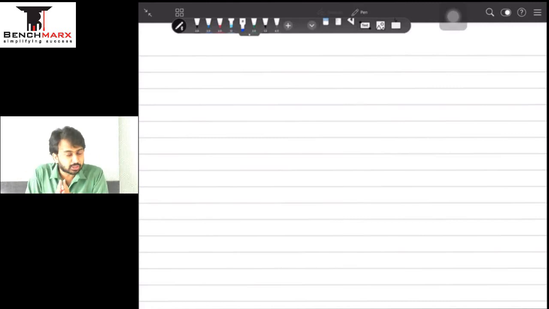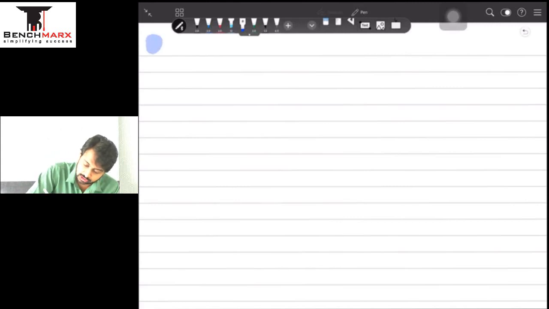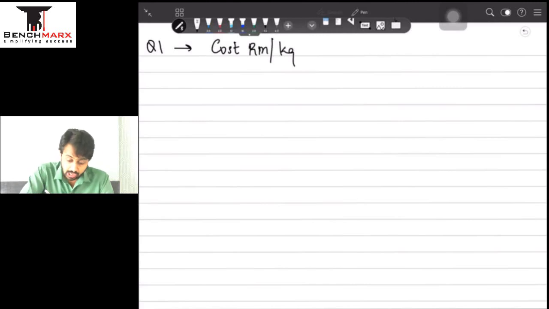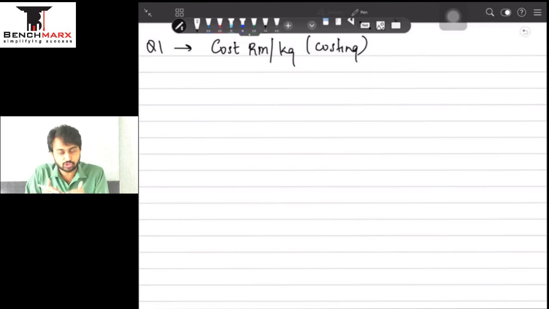Now in this particular question, there is something new. We are solving question number 1. So in this question, we are also going to find something called the cost of the raw material per kg. We have to do costing or pricing of it. This is something new that we are going to do in this chapter, because of which I am going to have a small intro of this concept before we start the question.